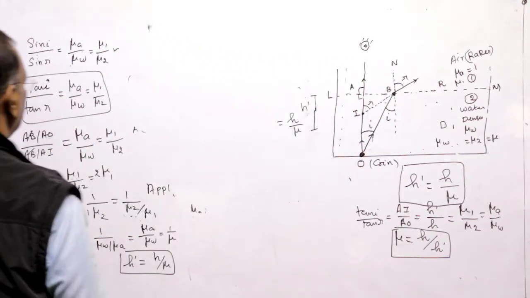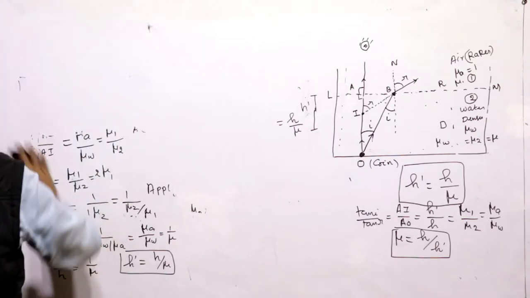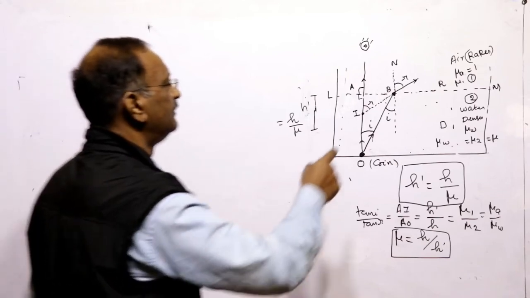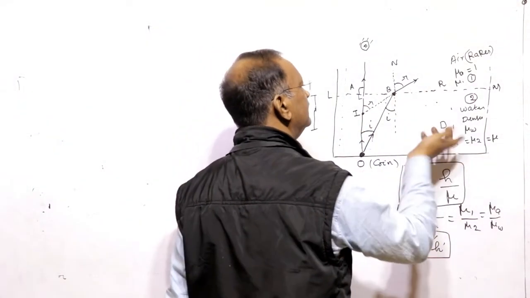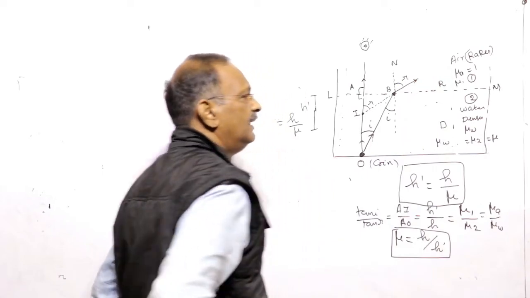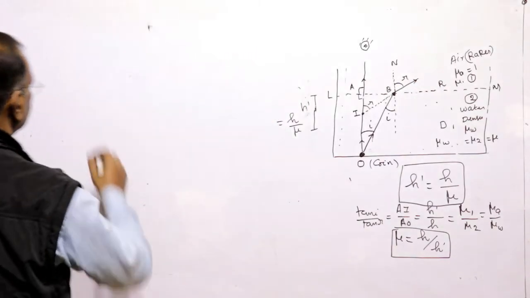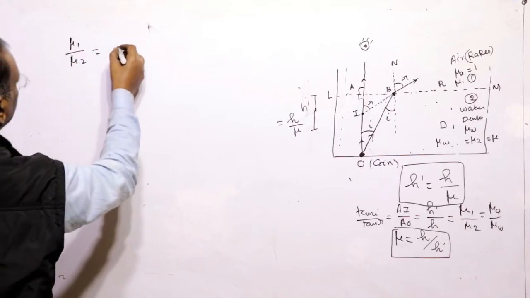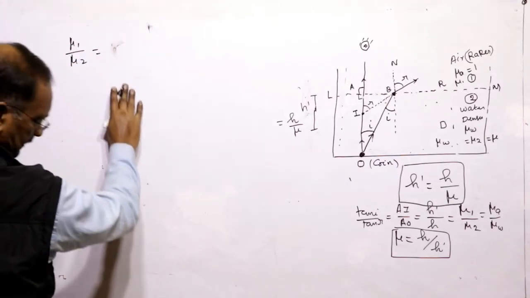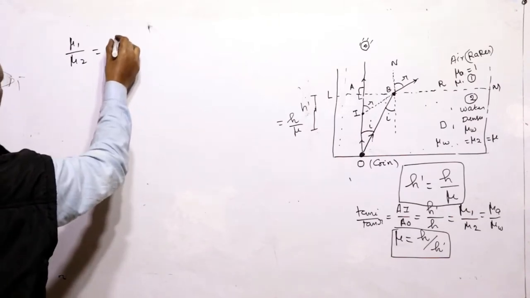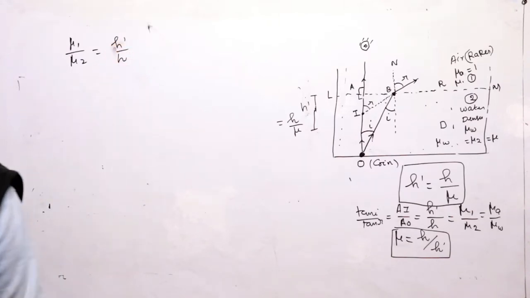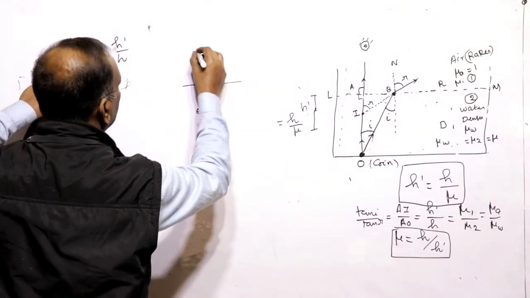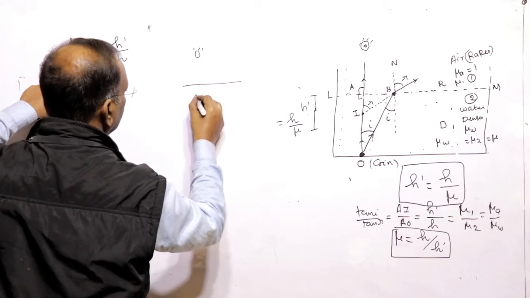Now from here we can make another expression. See which medium will be taken. Suppose this medium can be denser, this medium can be rarer. So from this relation, mu1 by mu2 is equal to h dash by h.